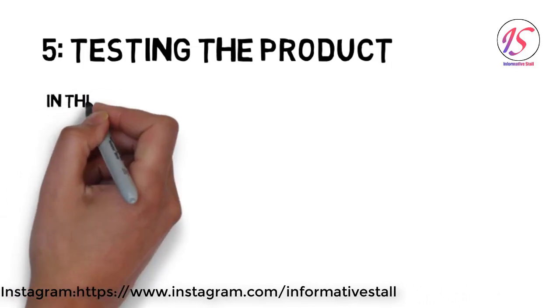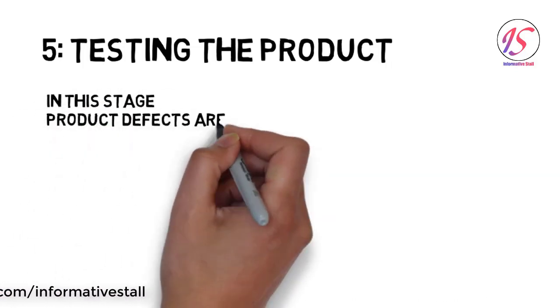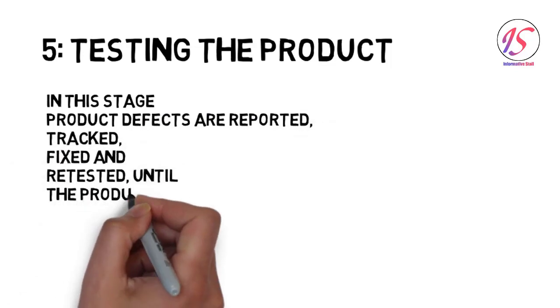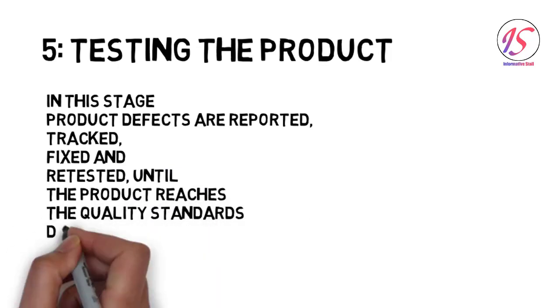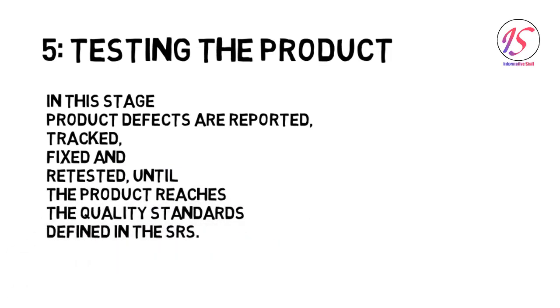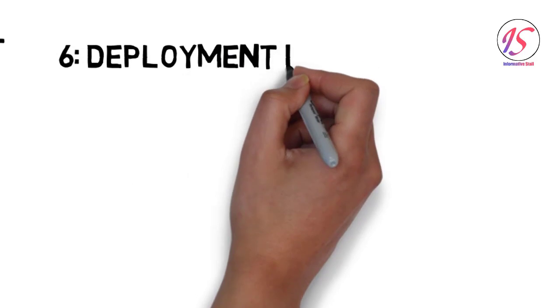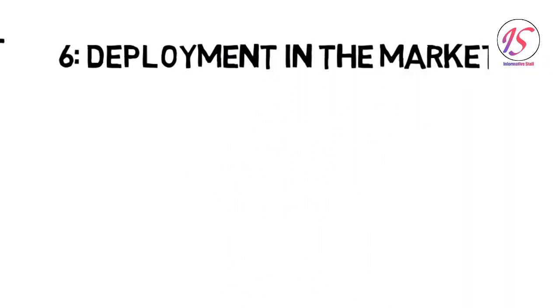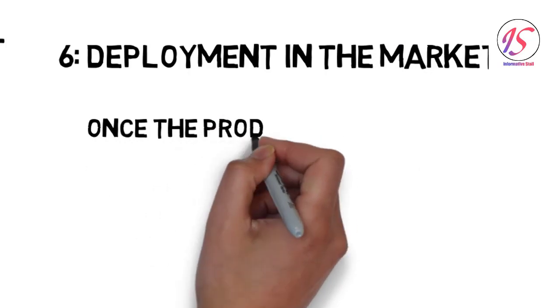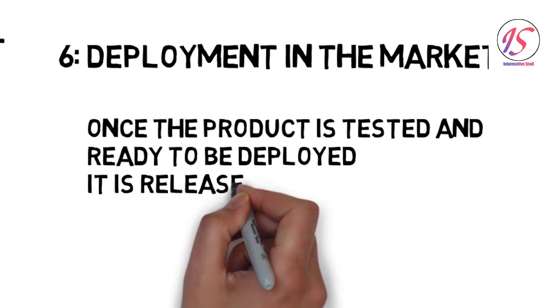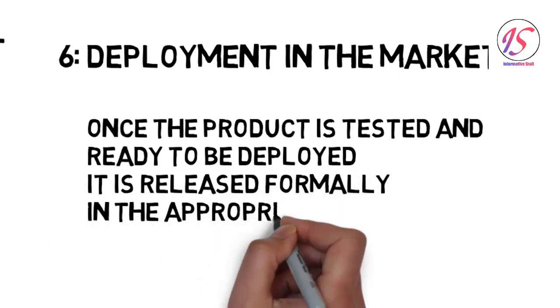When the software is built, the testing phase is under supervision. In this stage, product defects are reported, tracked, fixed and retested again and again until the product reaches the quality standards defined in the SRS, Software Requirement Specification. Once the testing phase is completed, the deployment phase is under supervision. Once the product is tested, it is ready to be deployed. It is released formally in the appropriate market.